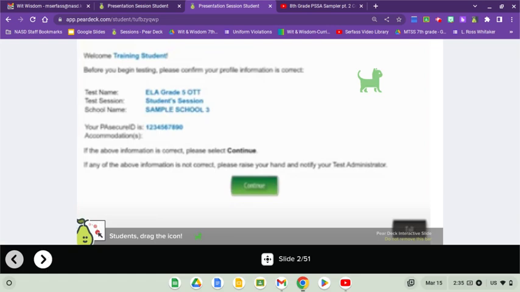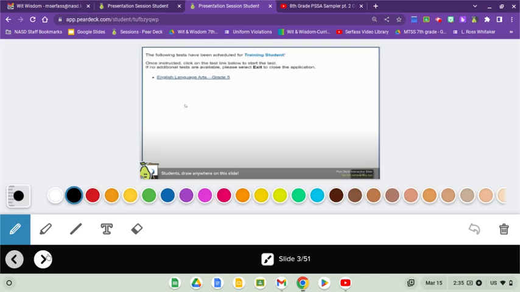As you've noticed with CDTs, your PSSA comes with a few similarities to those CDTs, right? It starts with this screen. You can confirm that that's you, all right? If you could please move the green cat next to that continue button on slide 2. Good work.